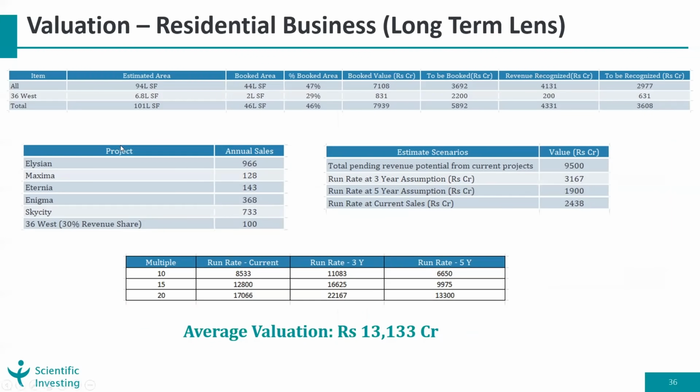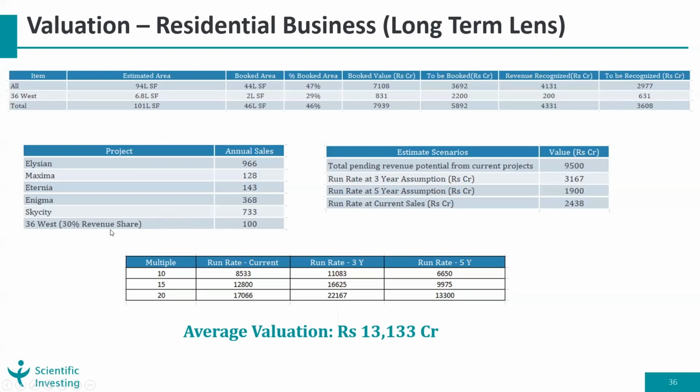Now if you look at the residential, the total to-be-recognized revenue opportunity, you have almost 6,000 crores to be booked here and yet 3,600 is to be recognized. All these projects are the open projects which are under construction, which should get constructed in the next 1 to 3 years. Ideally, if they're able to sell everything, they should sell almost 9,500 crore of projects in the next 3 years.